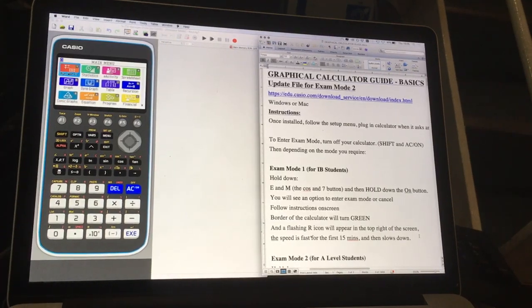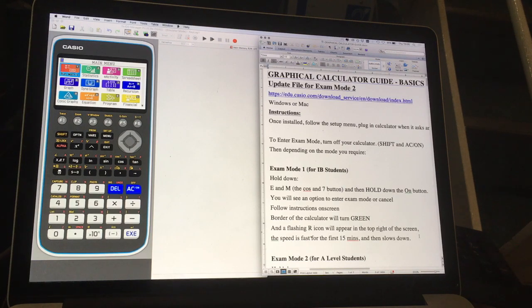So first thing I wanted to talk to you guys about was the exam mode. In previous years we haven't had invigilators checking graphical calculators, because we've had maybe 1% of our students with them before. This year about a quarter of our students have graphical calculators, so the invigilators will be checking that their memories have been wiped. The easiest way to do that is to put it into exam mode.